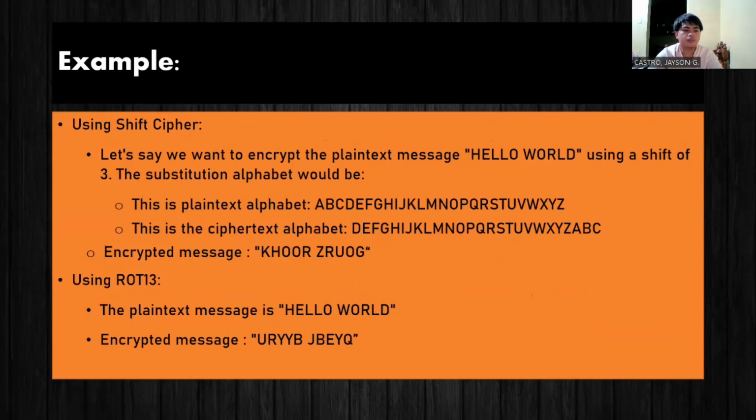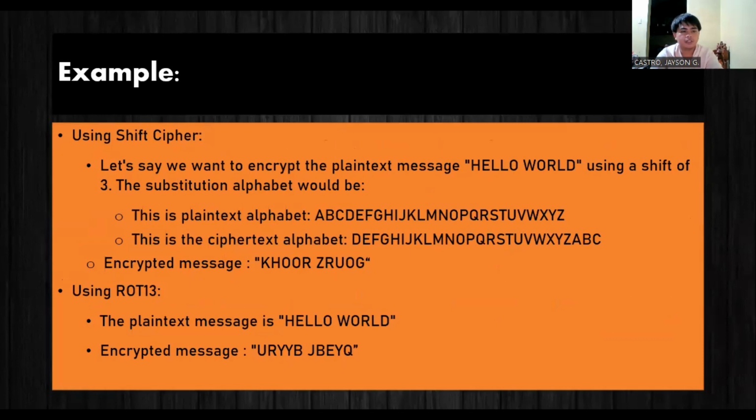These are the examples. Using shift cipher, the keyword in this variant is the word shift of, for example, the shift of three in plain text. As you can see, it starts in letter A and the ciphertext is letter D. So why does it start in letter D? It's because the keyword shift of is three, so you will move to the letter D. That's why the ciphertext starts in letter D.